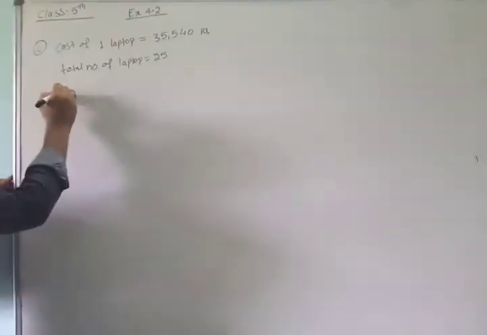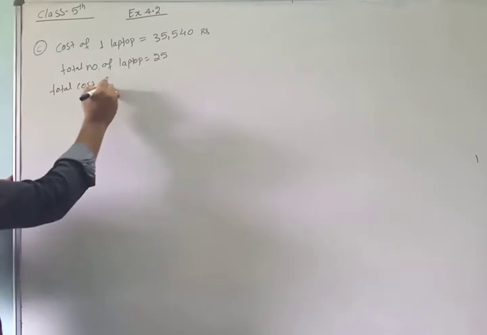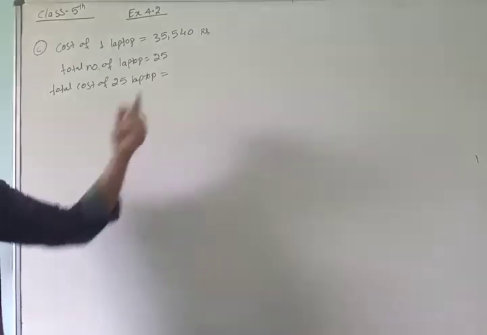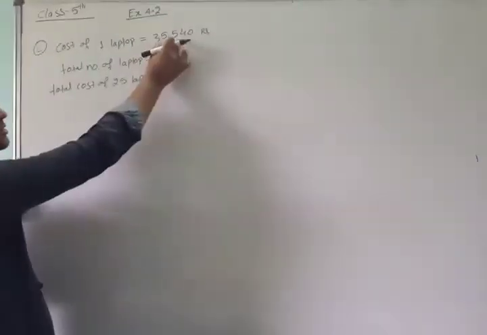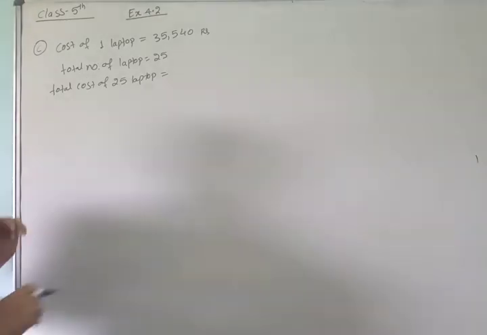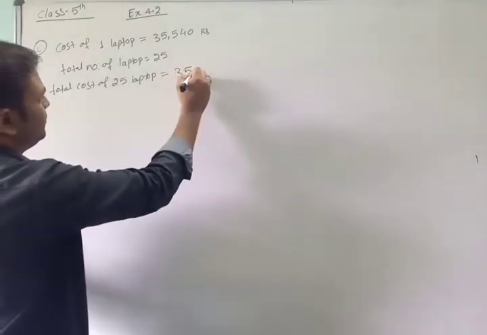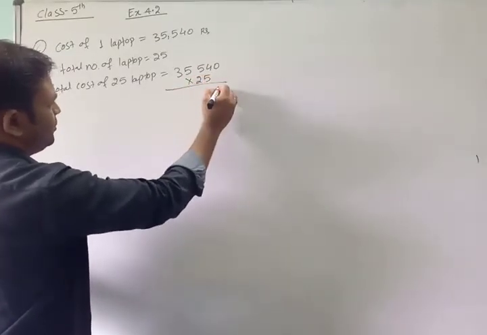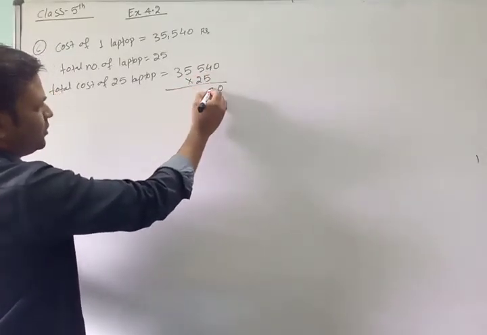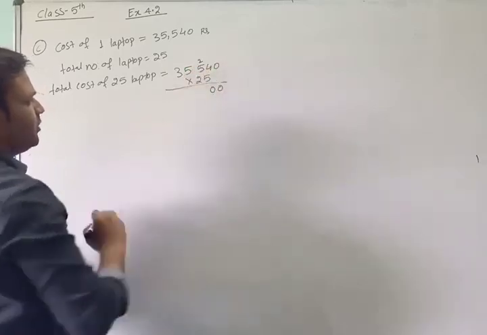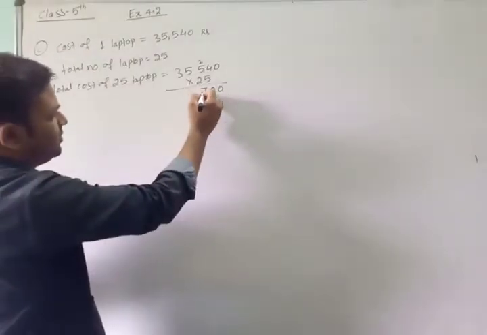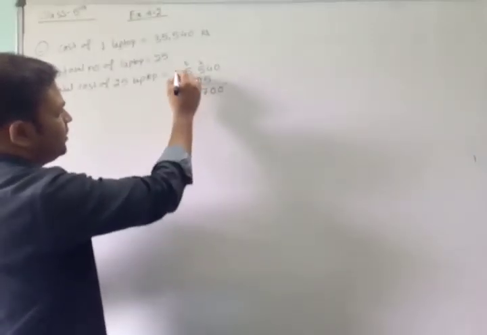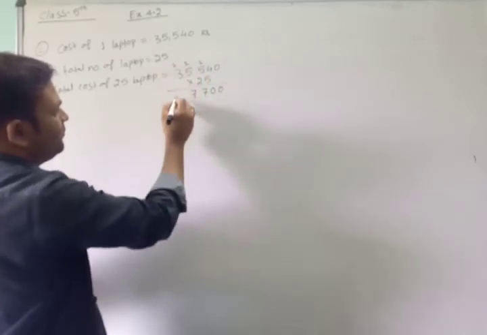So total cost of 25 laptops is equal to, क्या करना है, जस्ट मल्टीप्लाई दिस टू डिजिट. वन लैपटॉप का इतना है तो 25 लैपटॉप का कितना होगा, दोनों को मल्टीप्लाई करेंगे. 35540 मल्टीप्लाई बाय 25, 0 0, 5 4 the 20, 0 carry 2, 5 5 the 25, 25 plus 2 27, 7 carry 2, 5 5 the 25, 25 plus 2 27, 7 again carry 2, 5 3 the 15, 15 plus 2 17.